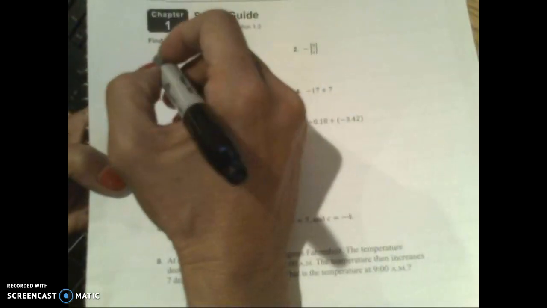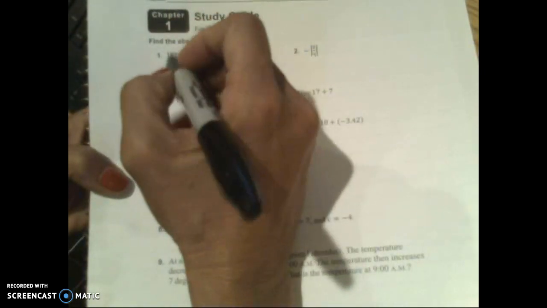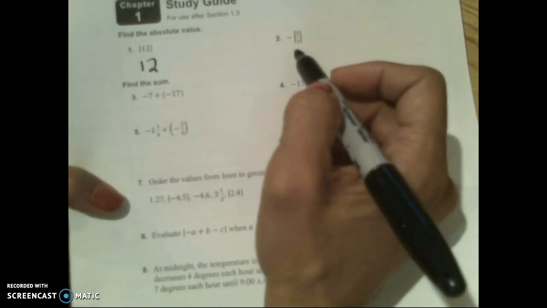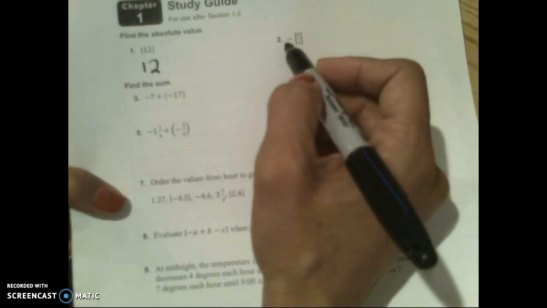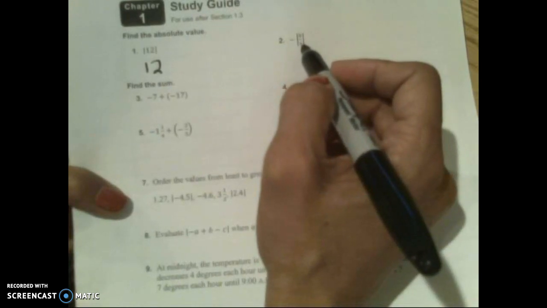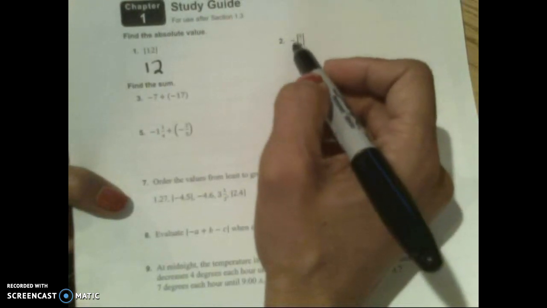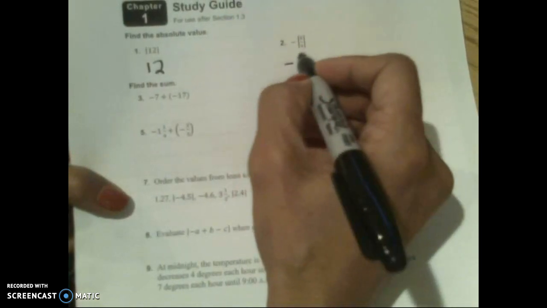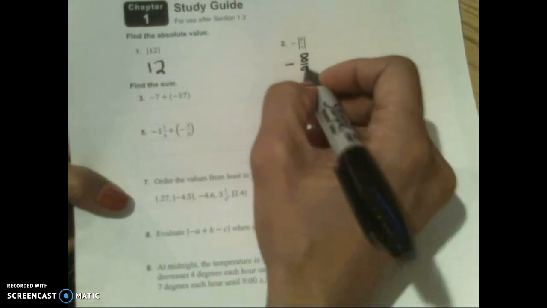I didn't really have too many issues with finding the absolute value. It's just how many hops to 0, so that's 12. Over here, if the negative is on the outside of the absolute value, then it's a negative. The only time that we change it to a positive is if it's on the inside of the absolute value. So for this, it is negative 8/9.